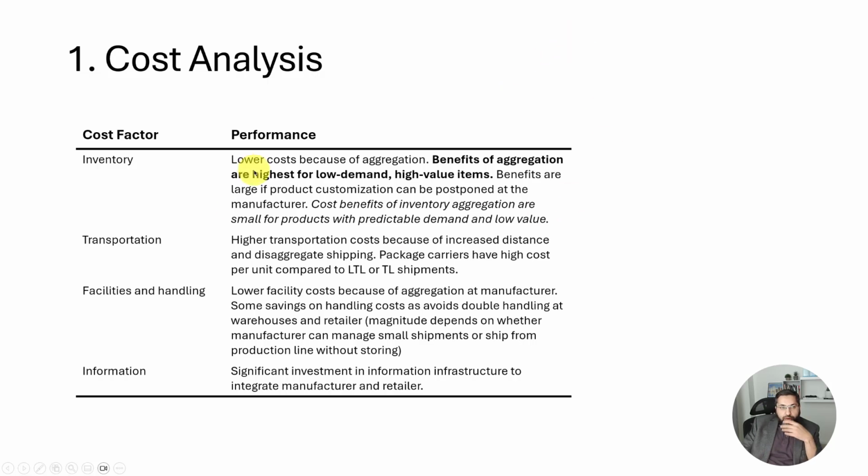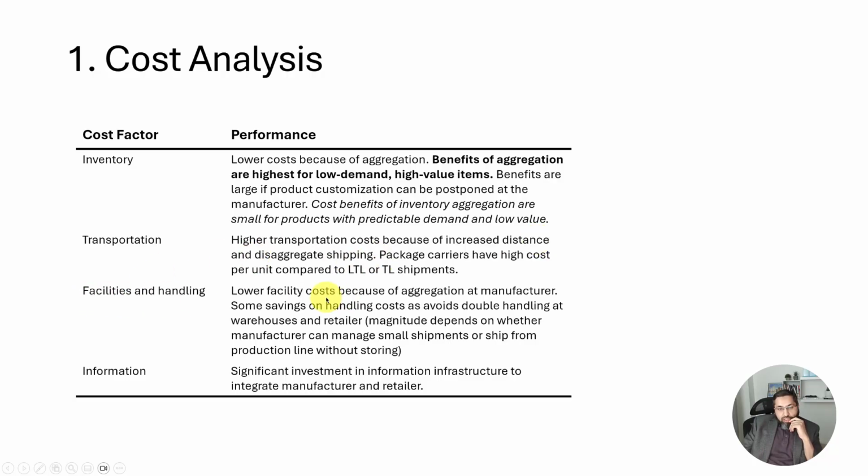So we already talked about this, but this is a summary, so I'll go over these slides quickly. Okay, inventory has very low cost because of aggregation. Benefits of aggregation are highest for low demand, high value items. Transportation, higher transportation costs because of increased distance and disaggregate shipping.